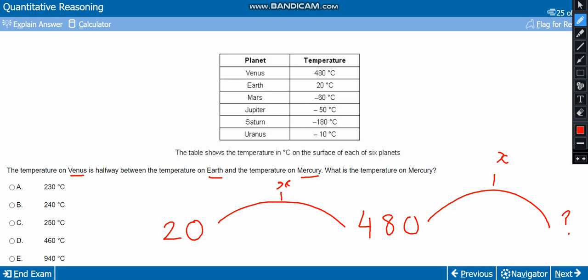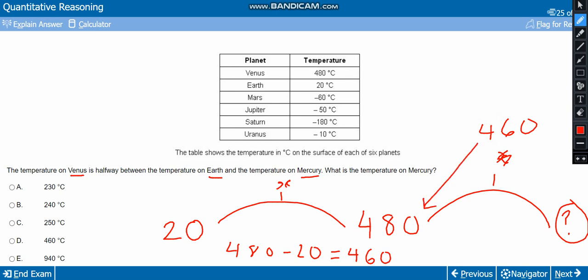Now it's quite easy to find this value x. Simply, we find the difference between 480 and 20, and that is equal to 460. So therefore, x is equal to 460. Therefore, in order to find the temperature on Mercury, we add 460, which is this x, onto 480. So these numbers are added together.